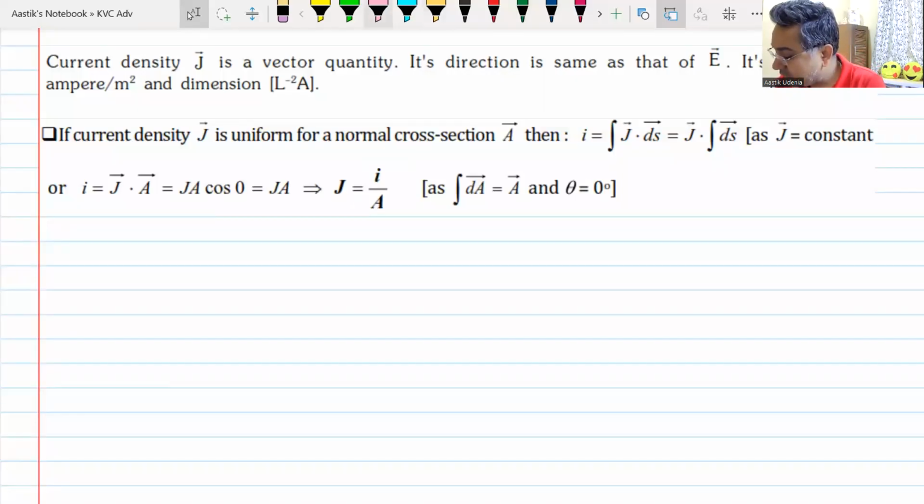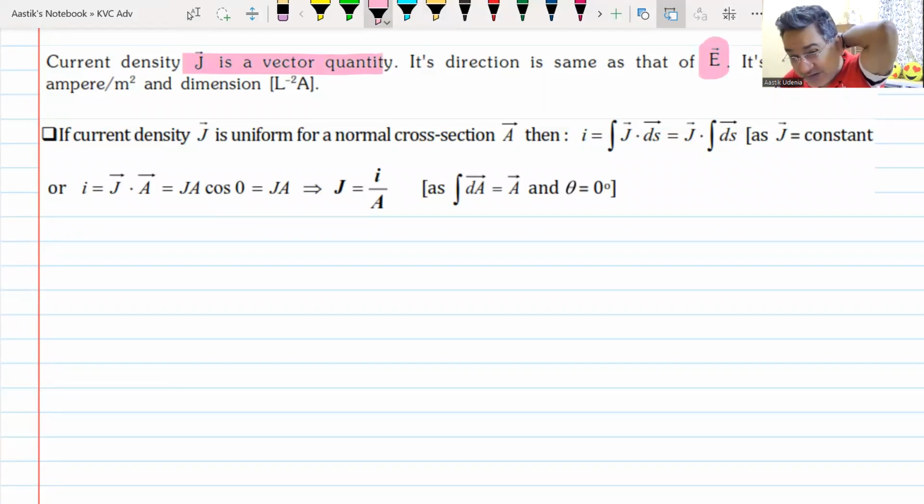What type of quantity is current density? It's a vector quantity. Its direction is the same as the direction of the applied electric field. Its SI unit is ampere per meter square. If J is uniform and the cross-sectional area is the same, then you can write the magnitude of J as I by A, because the angle becomes 0 and cos 0 is 1. It is the same as electric flux. We get this or not?